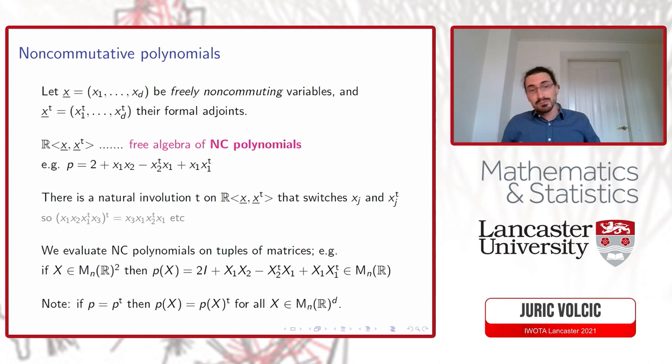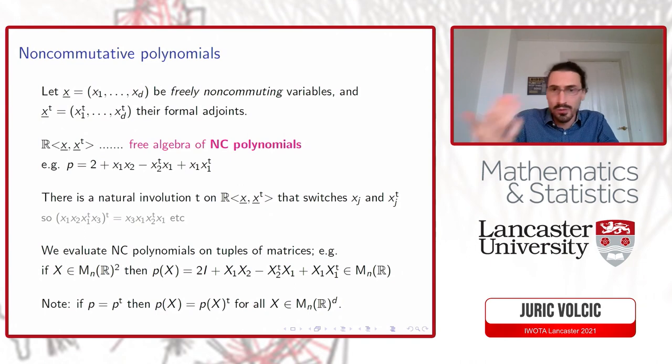Now, since I want to talk about matrix inequalities, we want to evaluate non-commutative polynomials on tuples of matrices. For example, if I have a pair of matrices X1, X2, and I take this polynomial, let's just substitute X1 with the first matrix, X2 with the second matrix. Wherever I see a formal adjoint, I use the matrix transpose. Wherever I see a scalar, I replace it with a scalar multiple of the identity matrix. And the way the involution was defined on the free algebra, if I have a polynomial that stays preserved under the involution, then all its values are going to be symmetric matrices.